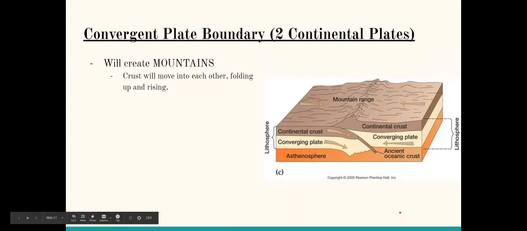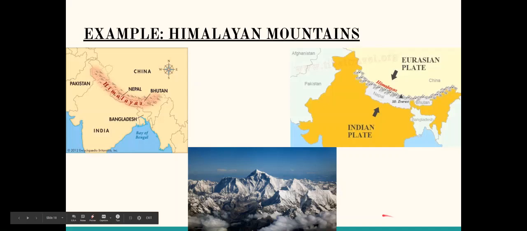And there are many different examples of this, but the most famous one is the Himalayan mountains in the border between India and China. And for reference, this would be the collision between the Eurasian plate and the Indian plate, which will give you the Himalayan mountains. And one of the mountains there is Mount Everest, which is the largest mountain currently, and it is still growing to this day.